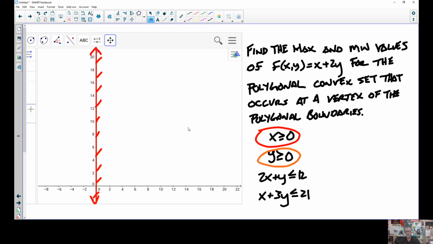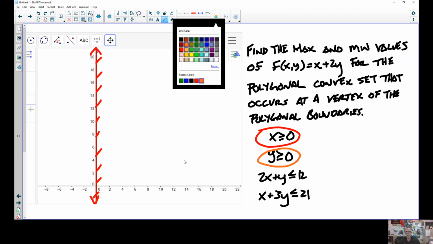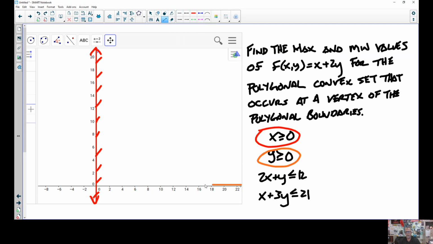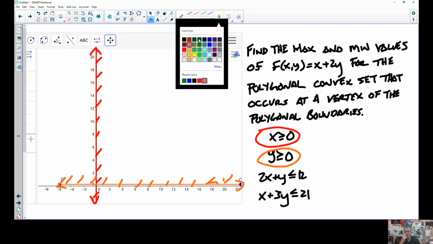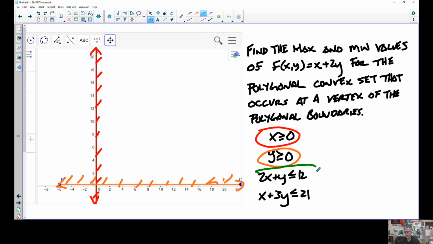And then we have y greater than or equal to 0. So first we are going to do y equals 0. And y equals 0 would be going across here. And we put our arrows on that. And greater than or equal to would be here, right above it. So we have that. So we're in the first quadrant right now, but we're not done. We still have two more inequalities to graph.